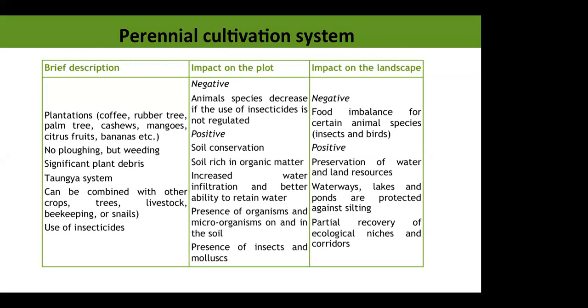We have soil conservation because the soil is not disturbed. We have soil rich in organic matter because the leaves are shedding and decomposing, and that is organic matter added back to the soil freely, and the trees also take up this organic matter to use. There's increased water infiltration and better ability to retain water in this type of system, because there's a lot of decomposition of the residues from the tree crops, and so the structure of the soil will be different. There are a lot of air pores in the soil.